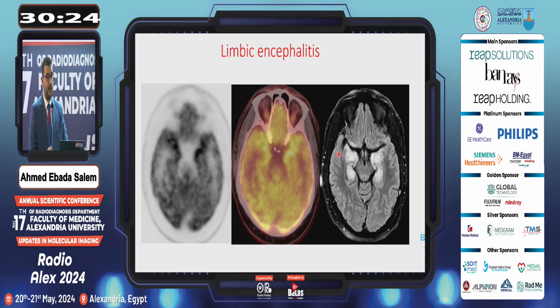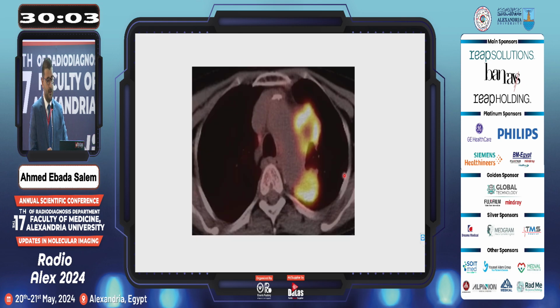PET-CT can also be useful in patients who present with paraneoplastic syndrome. So this patient had an altered mental status, and they were concerned about malignancy. So he had an MRI as well as PET-CT, and as you can see, the patient had limbic encephalitis. We can see that there's increased activity correlating to the medial temporal lobes. And the patient underwent PET-CT, and they had lung cancer.